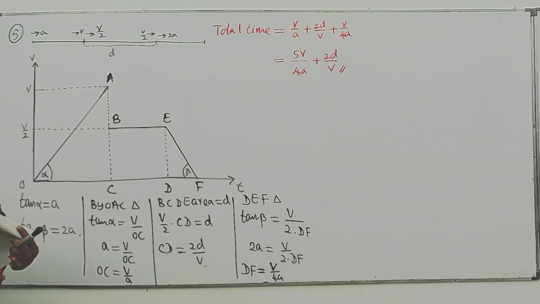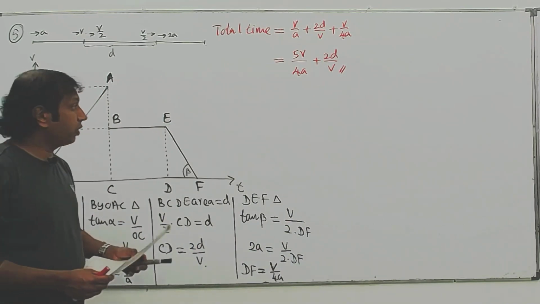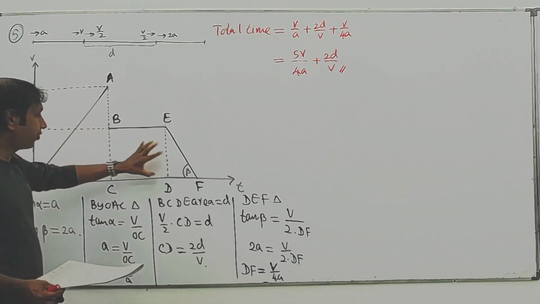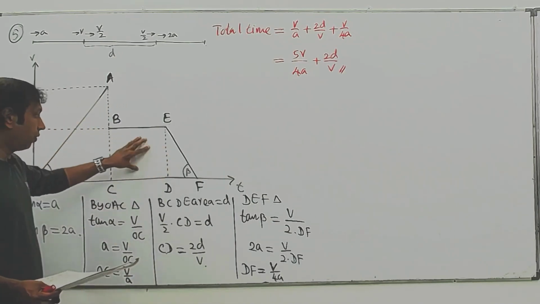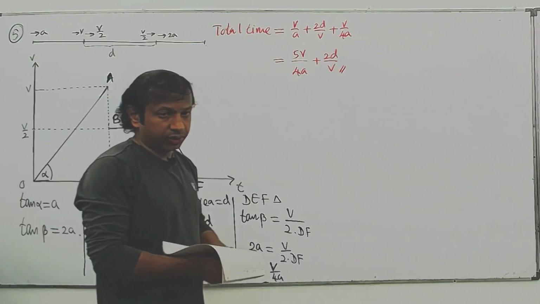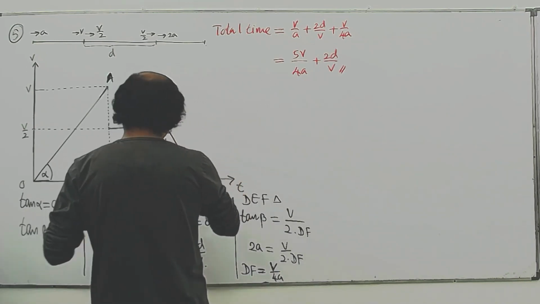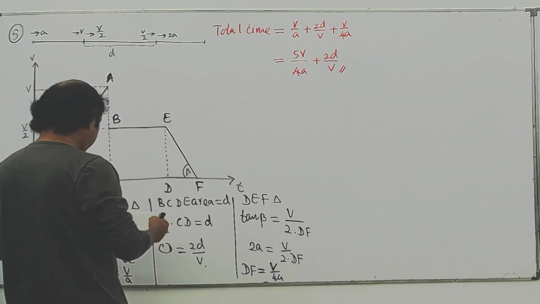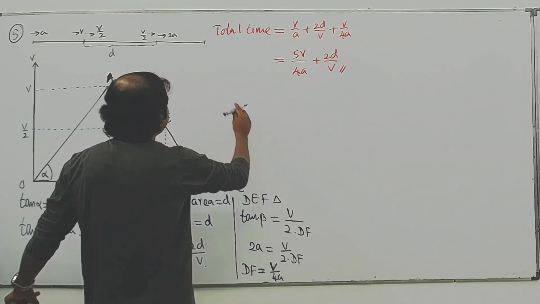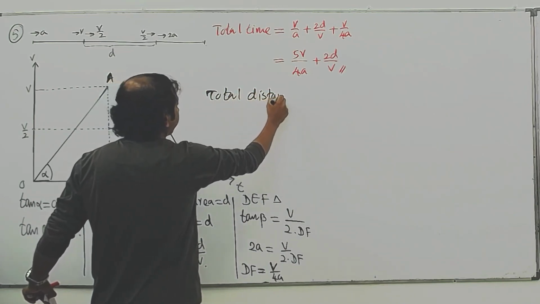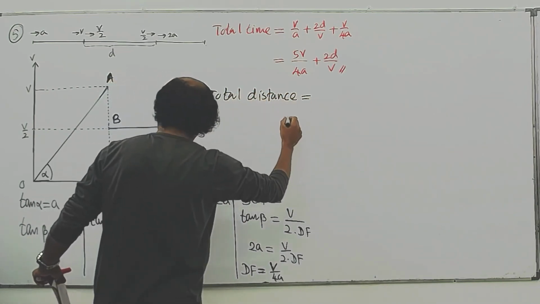Asking also to find the total distance traveled. Total distance traveled means, people, the whole area. This plus this is the total distance. This is known, D. This and this only we have to find. Total distance now we can write. Total distance, right? What is that?